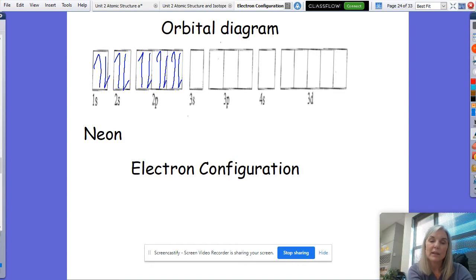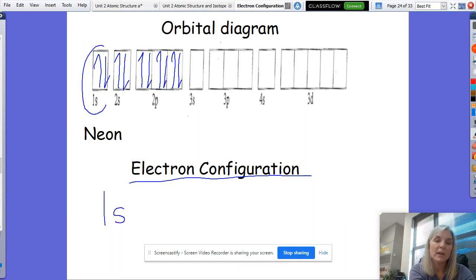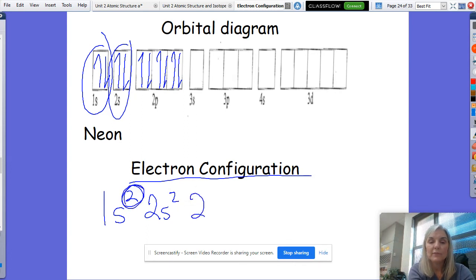And then to draw my electron configuration, this right here, 1s, again, in the 1s, I have 2 arrows. In the 2s, I have 2 arrows, so that's 2 electrons. So remember, this number is your electrons. And then in my 2p, here's my 2p, I have 6 arrows, 6 electrons.